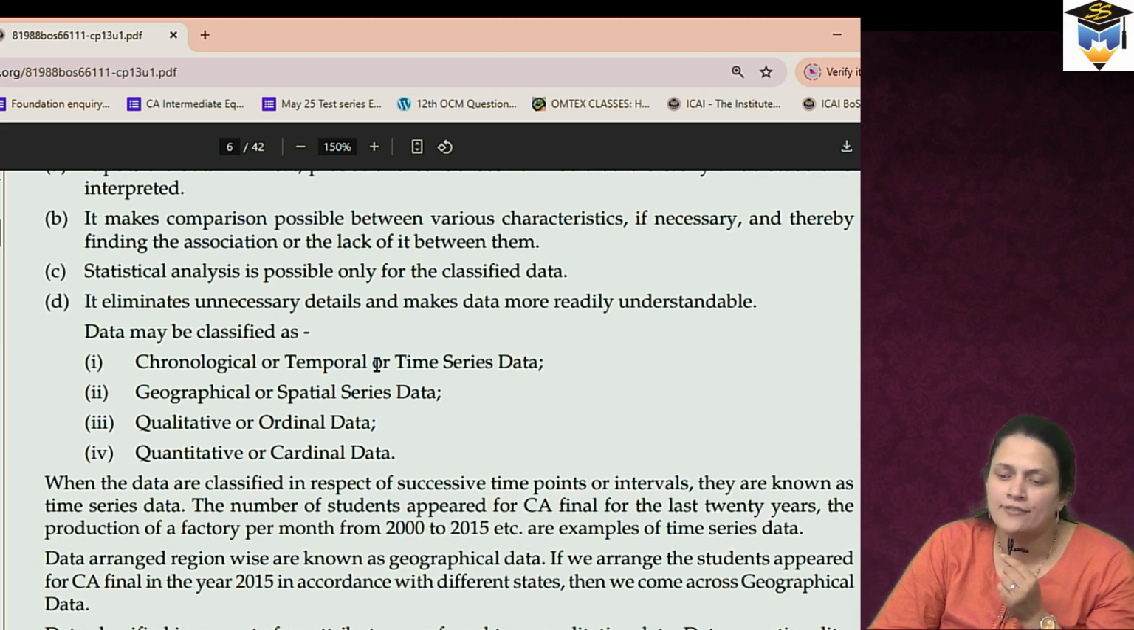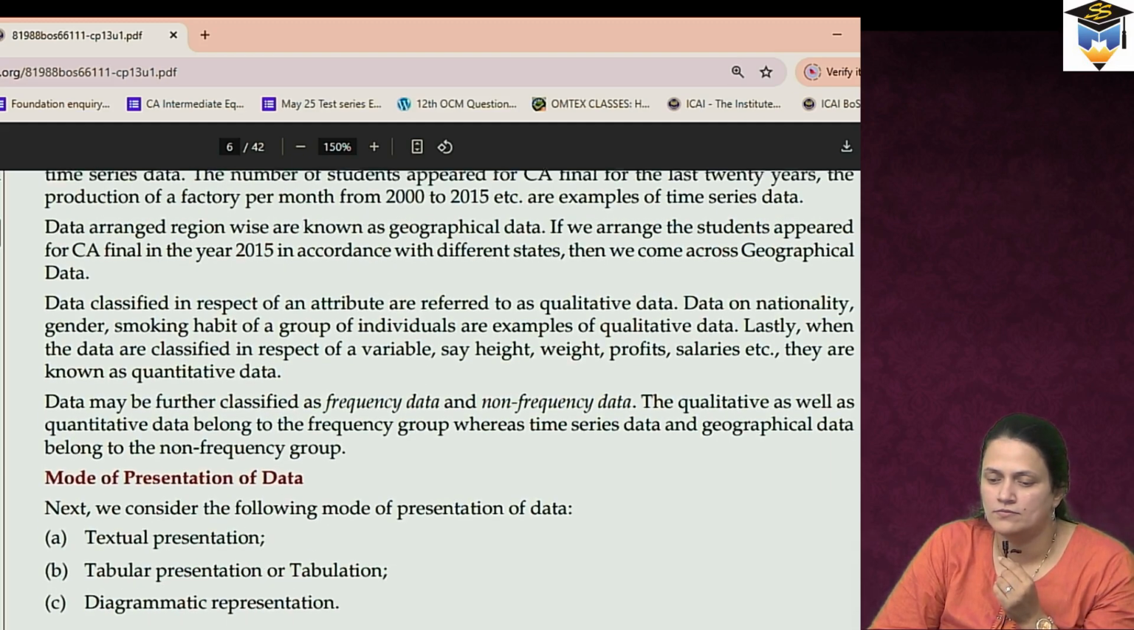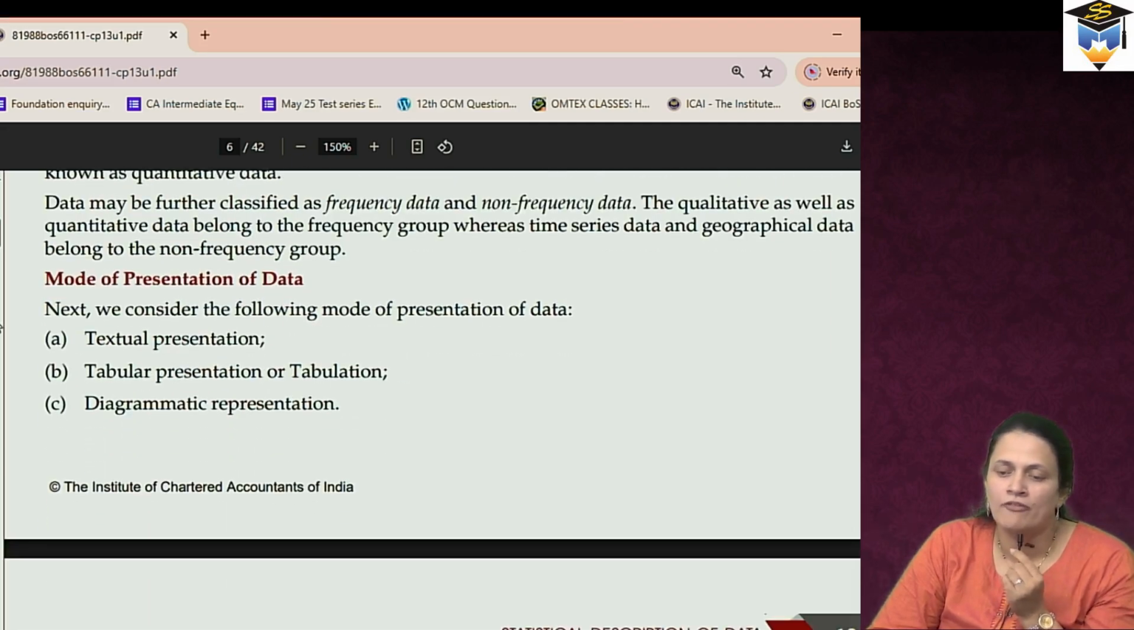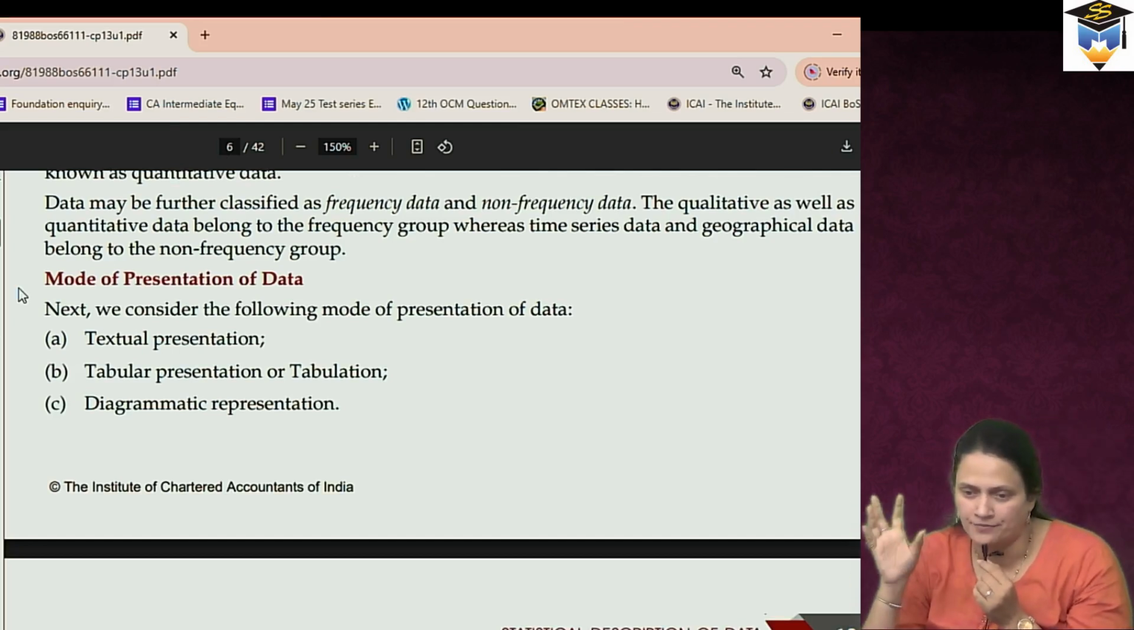So data may be classified as chronological or time series data, geographical or spatial series data, qualitative or ordinal data, and quantitative or cardinal data. Now, let us find out what are the modes of representation of data.